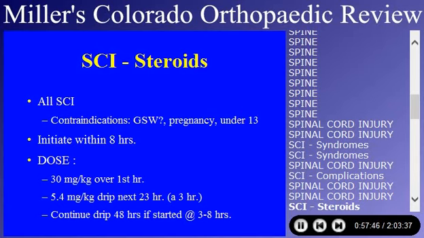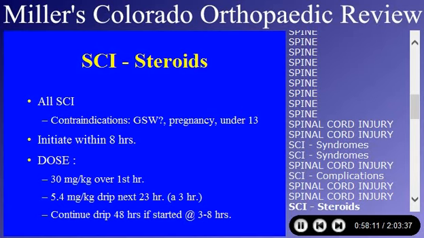They're going to give you somebody either who's 10, 12, 16 hours out from the injury and expect you to know that you only treat them with steroids if you see them in the first 8 hours, or they're going to give you a classic case of spinal cord injury and expect you to know what the dose is. And they will expect you, at least on the OITs, it's common that you're expected to actually pick among several different dosing regimens. And this is the dosing regimen.